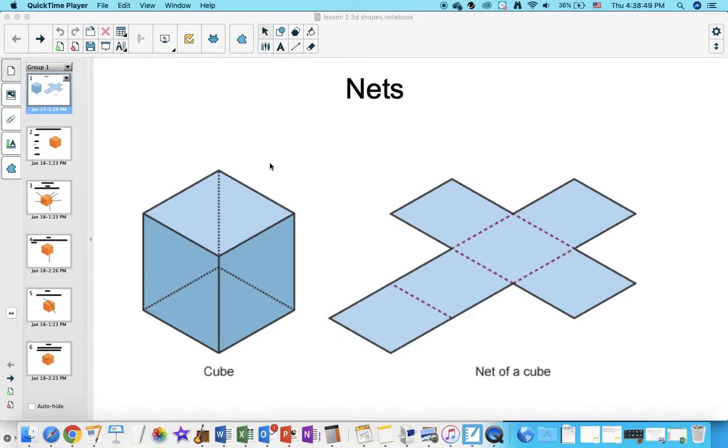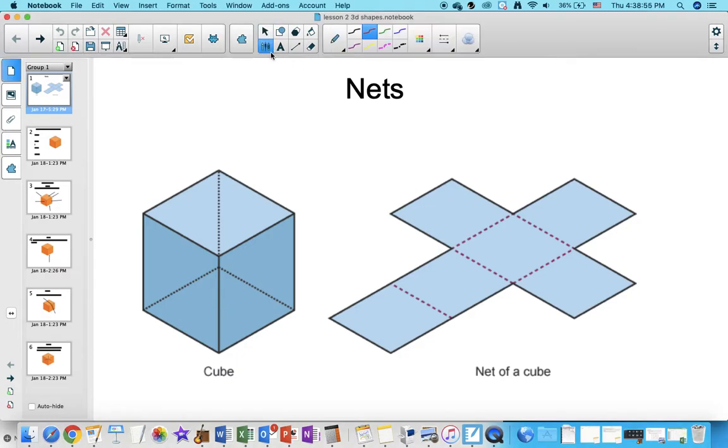Watching my lesson on nets and 3D shapes. So in this lesson, we'll be focusing on what a net is, how we can use nets, and why they're important. So just from the title slide itself, you can probably tell what a net is, right?